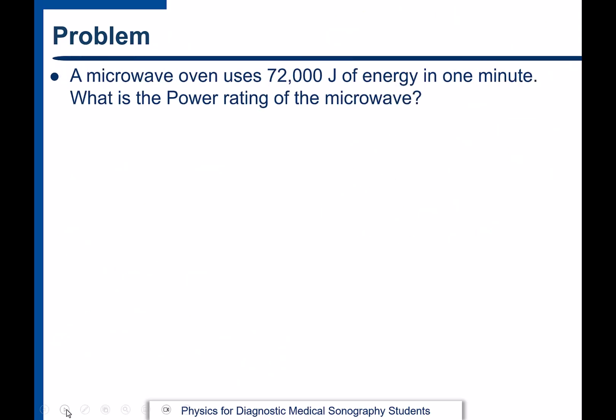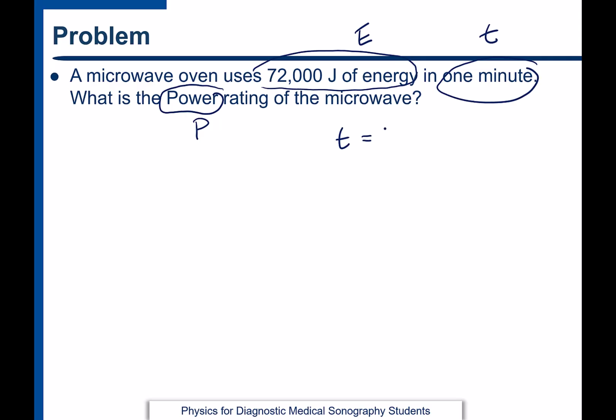Let's try another problem. This one says a microwave oven uses 72,000 joules of energy in 1 minute. What's the power rating of the microwave? So we're looking for P. Notice that what we've been given is the energy, so we know E. We've been given the time, but it's not in the right units. So let's convert that time first. This is pretty easy because we know that in 1 minute there are 60 seconds. And so 1 minute is simply 60 seconds.